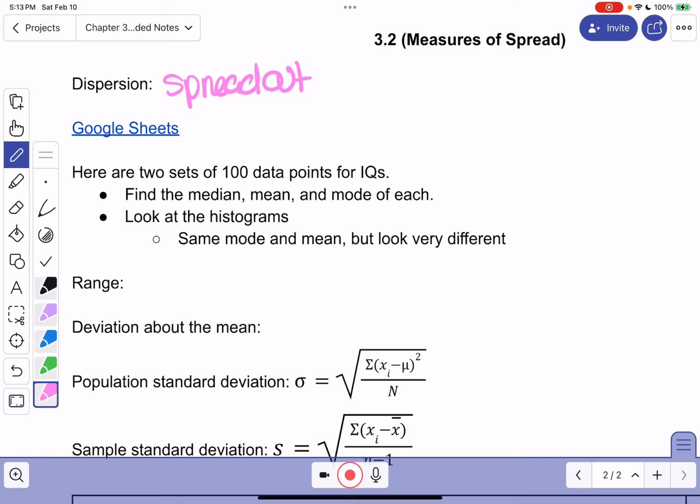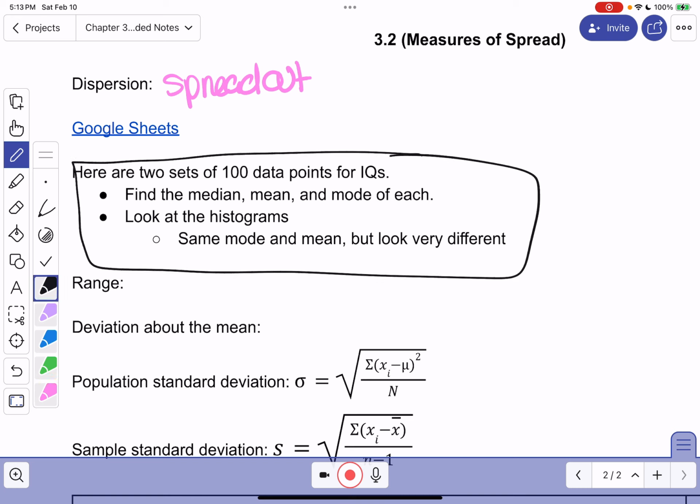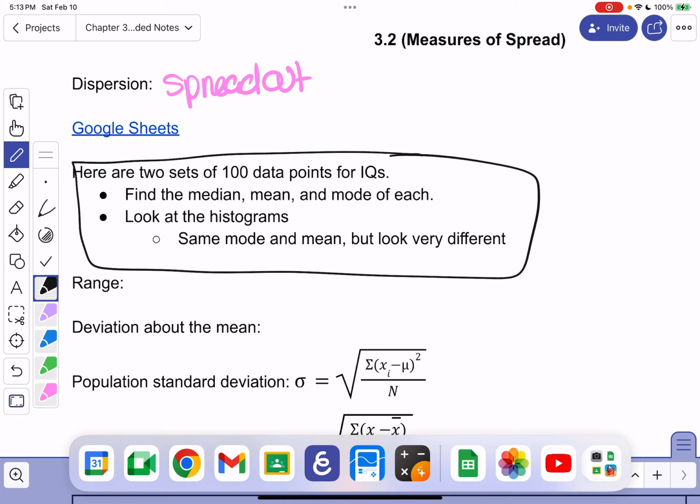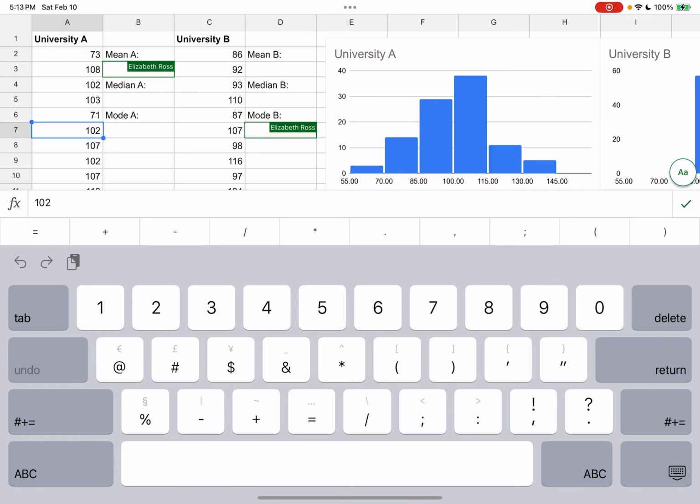Now we're going to look at two sets of data. And these two sets are each going to have 100 points of IQ numbers. And we're going to compare the mean, median, and mode, and then look at the histograms. So if we go to a Google sheet here that I have the data all typed in, we can find things out on our own.